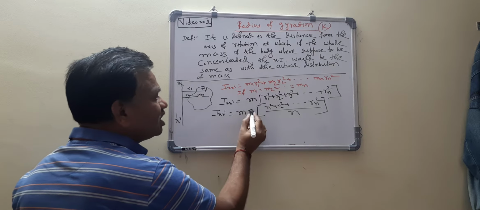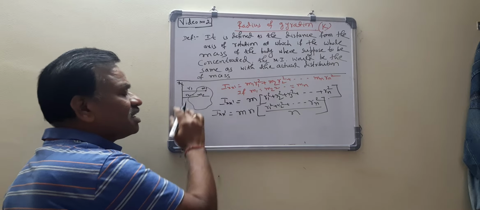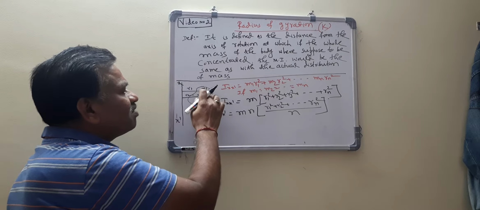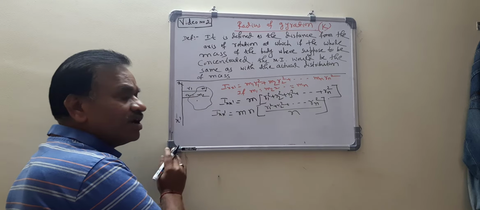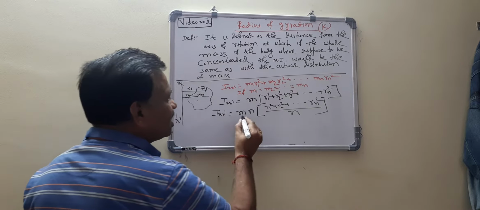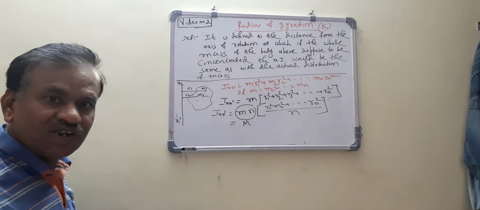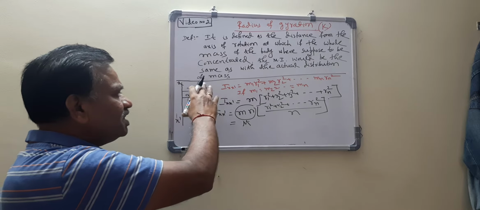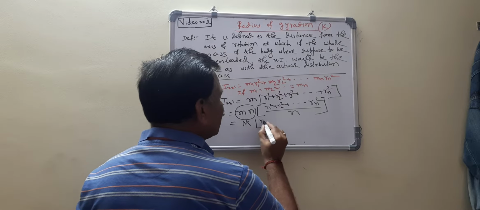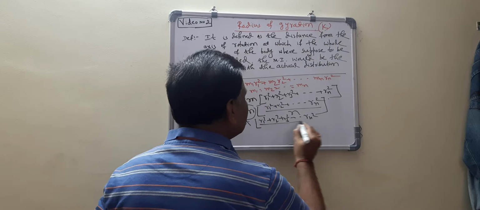Here m into n is nothing but the total mass. Suppose this is 1 gram, this is 1 gram, this is 1 gram, like that. If there are 10 particles, 10 into 1 equals 10. Suppose this is 2 gram, this is 2 gram, like this, and there are 10 particles, then 10 into 2 equals 20. So can I write m into n as capital M? Capital M is the entire mass of this object, into r1 square plus r2 square plus r3 square, up to Rn square, divided by n.